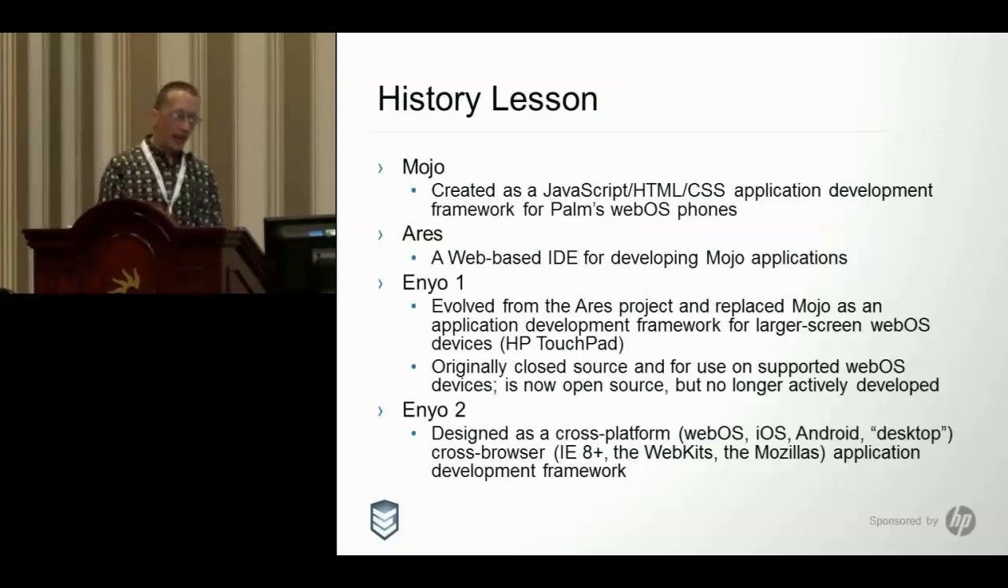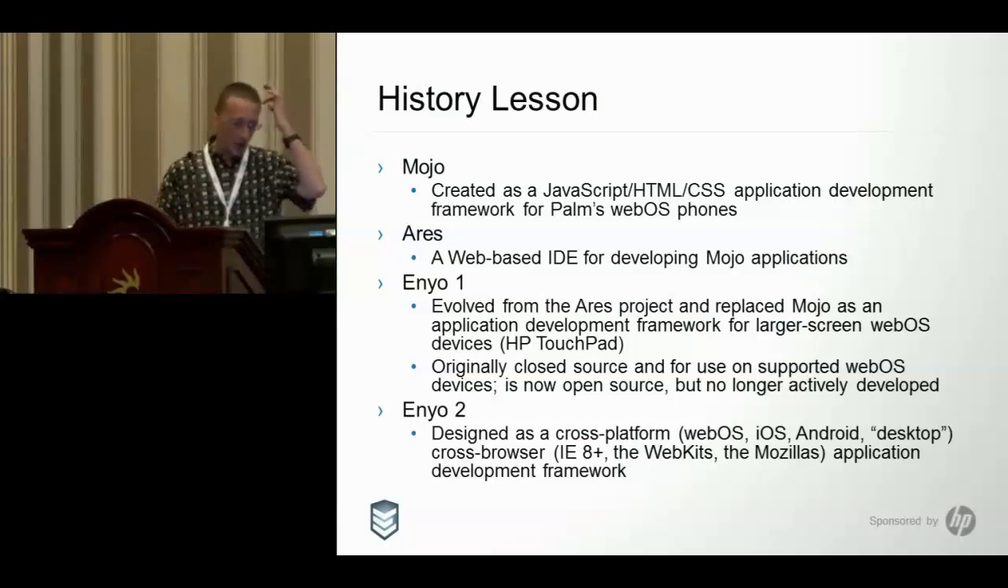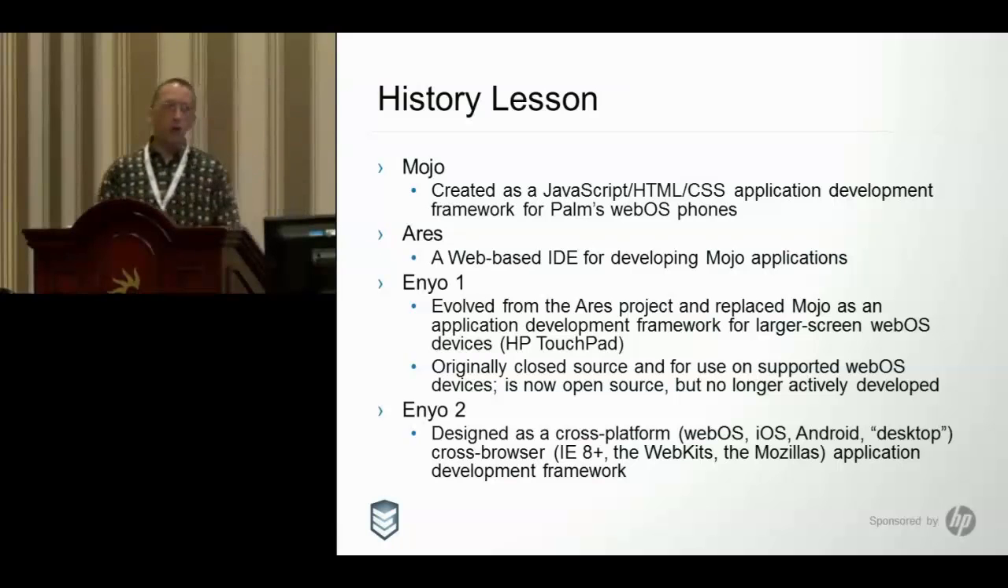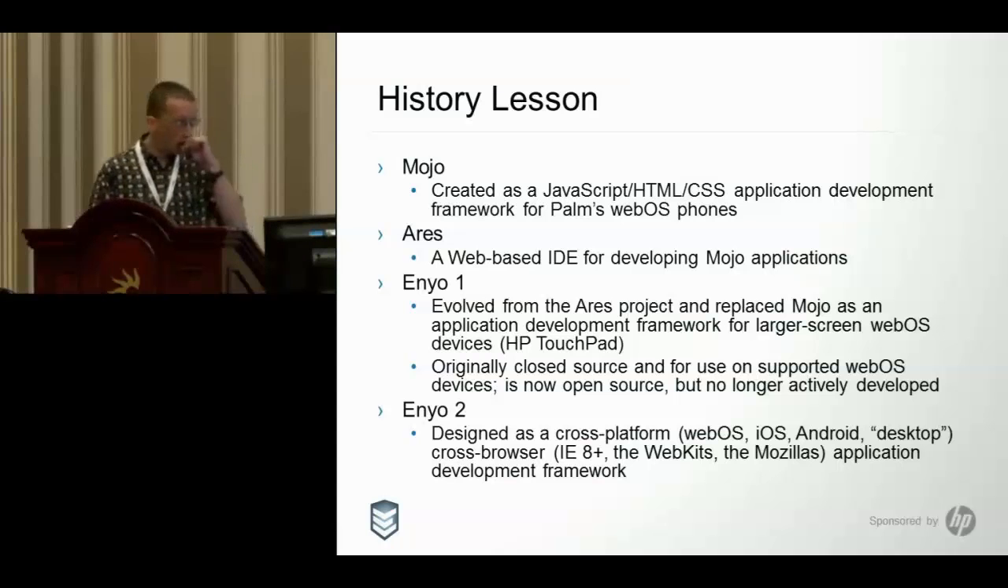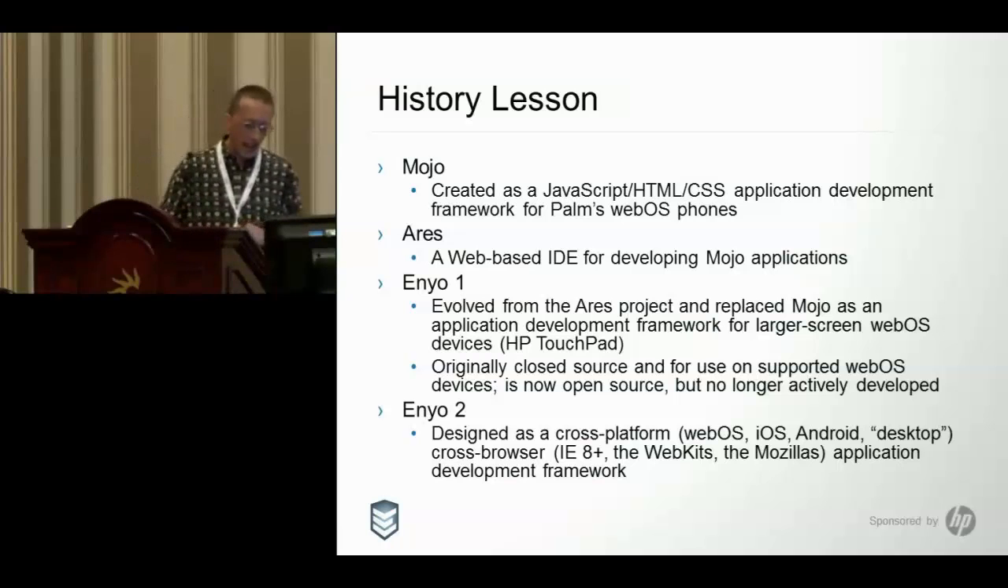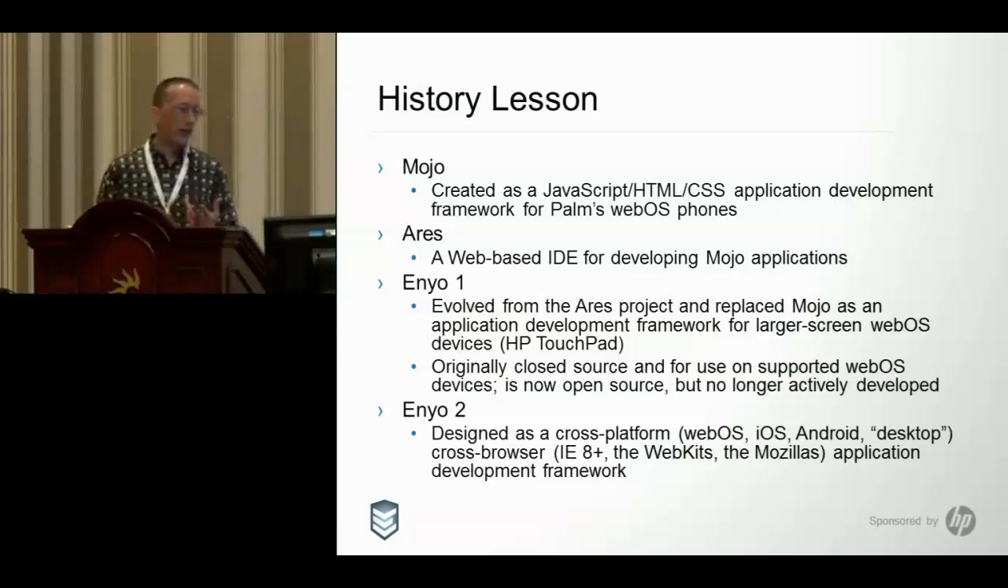All right, and I added this slide a while back just to give a brief history lesson of how we got where we were. So all of this came from Palm's WebOS. If anybody's familiar with the story of Palm, they came out with WebOS in 2009, released the Palm Pre phone, and the app dev framework of choice at that time was called Mojo.